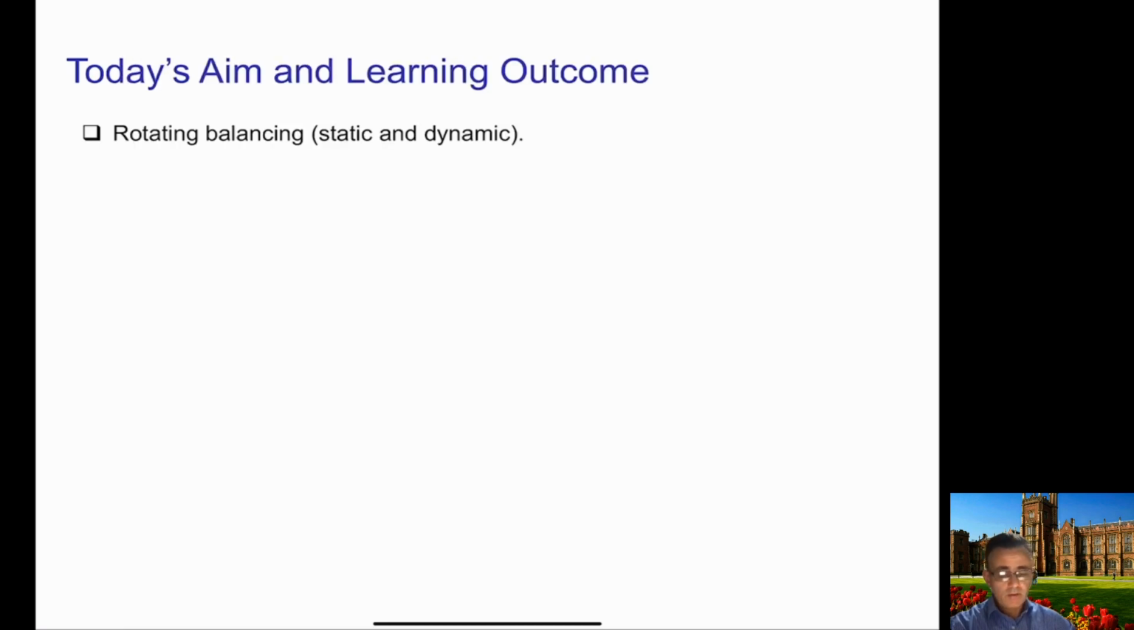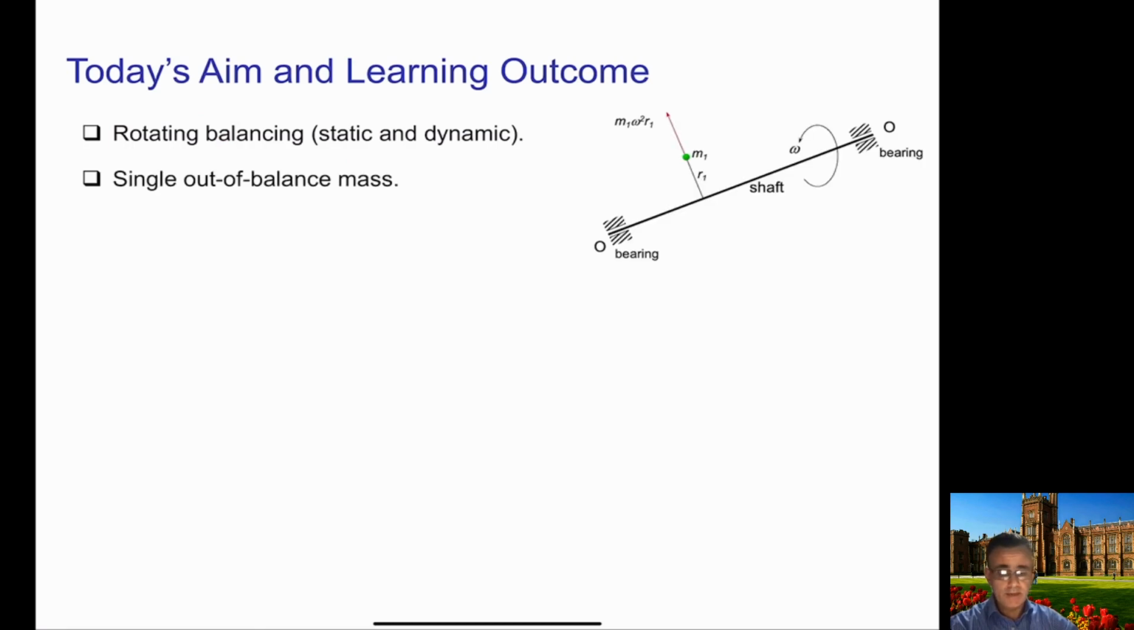Okay, so to come to today's topic, as I explained earlier, today we will be discussing rotating balancing, both static and dynamic balancing, and we will divide the whole lecture into three parts. First we will discuss a case where we have a single out of balance mass, as you can see in this figure, that if you have this shaft and then there is an out of balance mass.